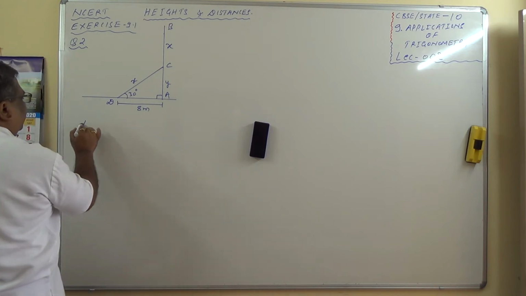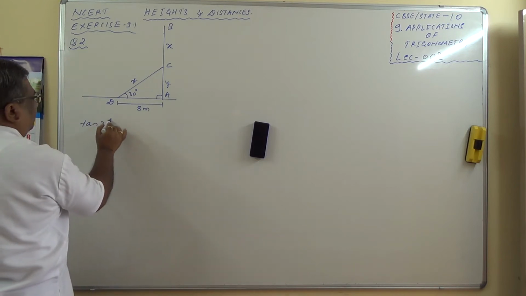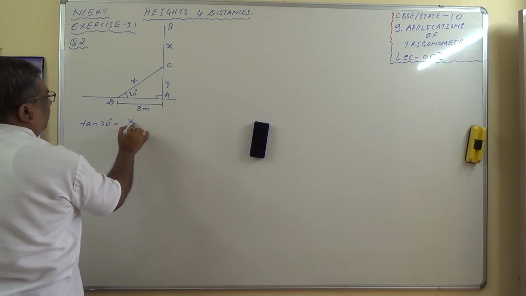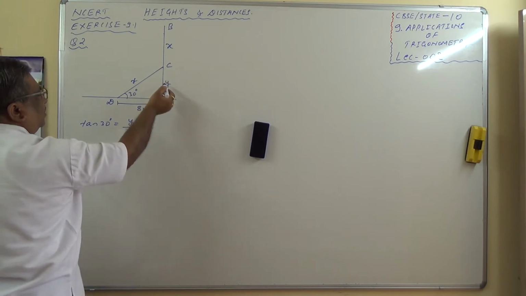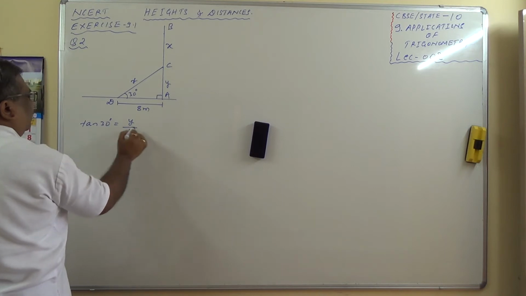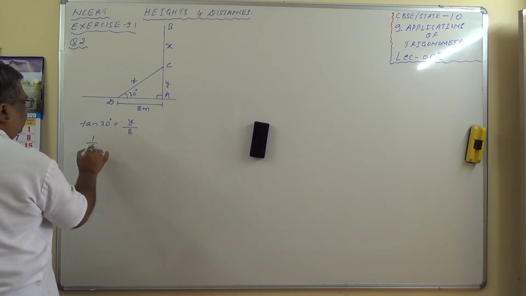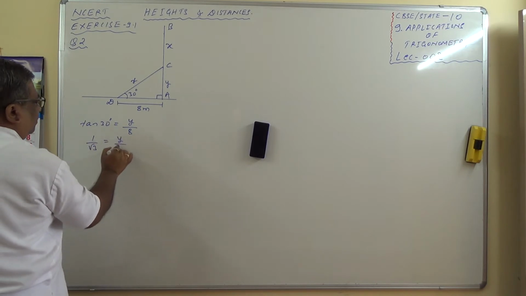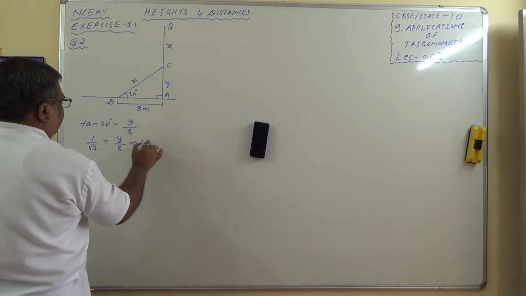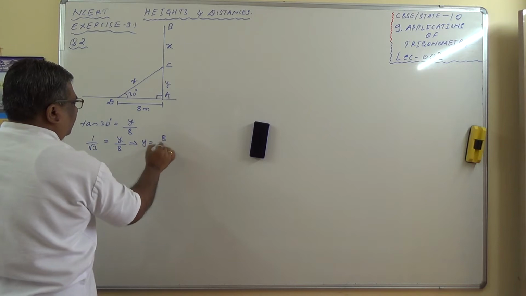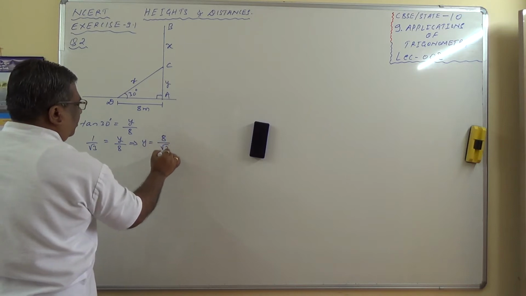So tan 30 equals y by 8, opposite by adjacent side. Tan 30 is 1 by root 3 equals y by 8, which implies y equals 8 by root 3 meter.